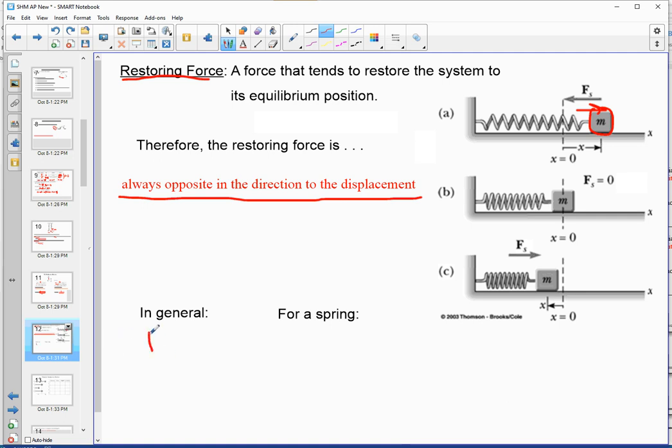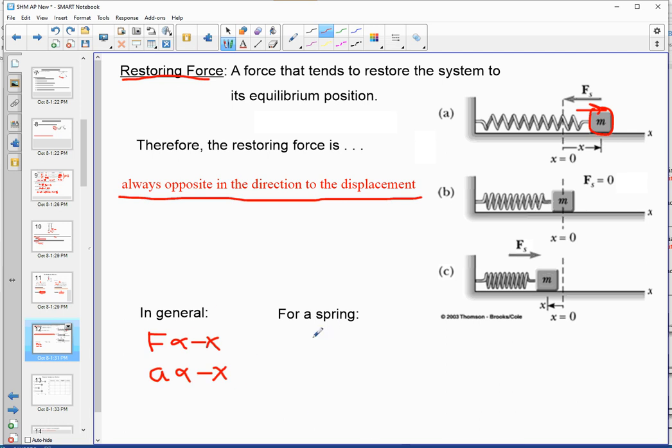So in general, force is going to be proportional to the negative of the displacement. So if x is positive, the force will come out negative. And if x is negative, the force will come out positive. Hopefully that makes sense. Since the force is in the opposite direction as x, that means the acceleration must also be proportional to the negative of the displacement in the x direction.